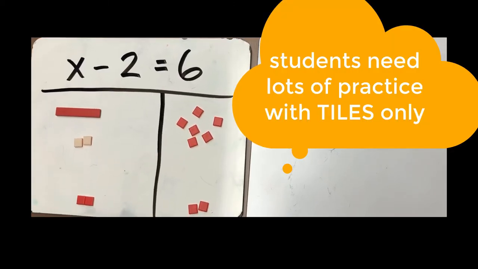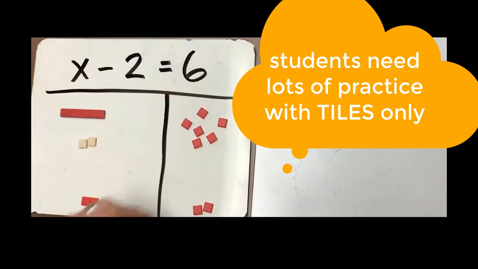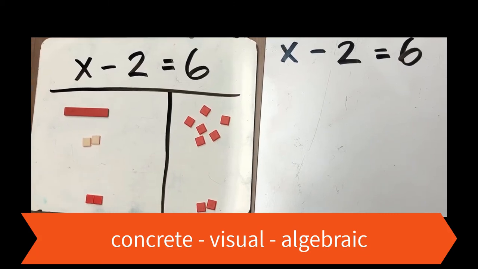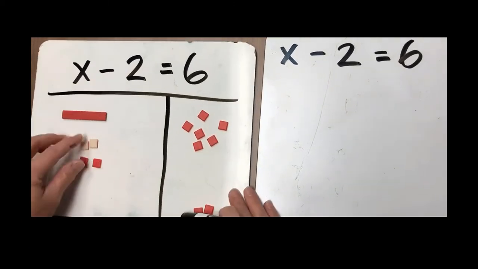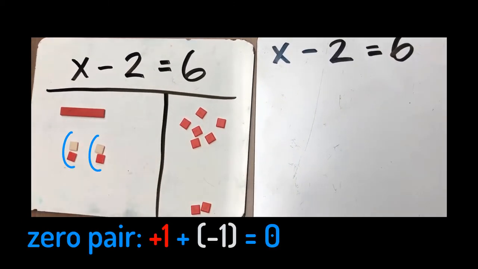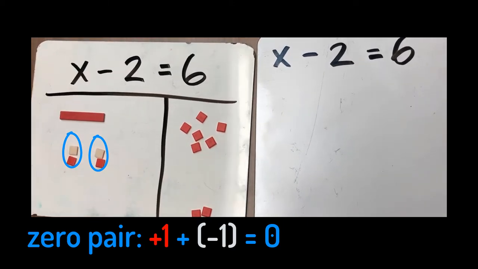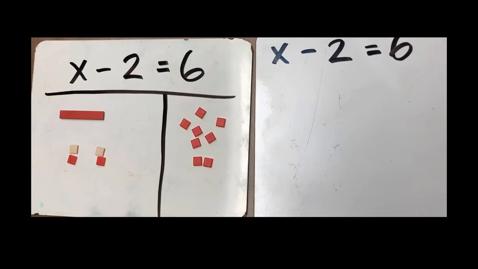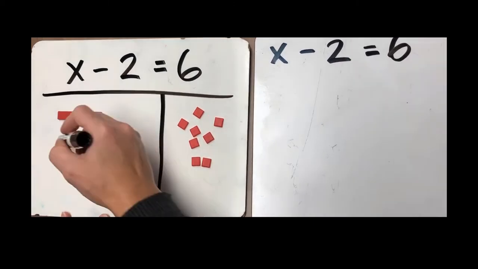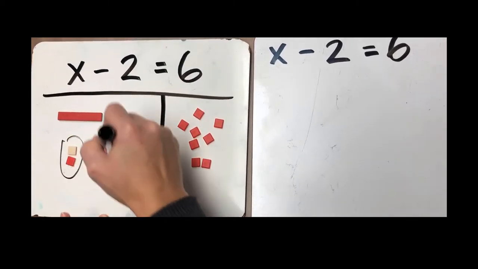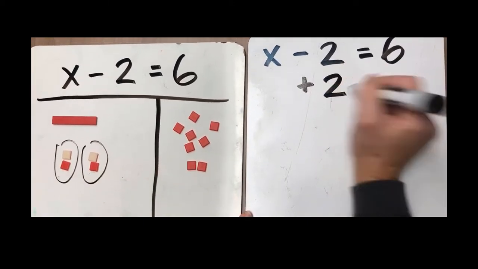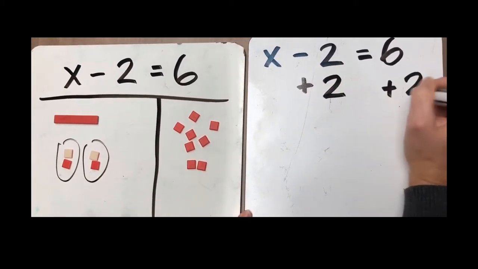So after students have had lots of chances to do lots of problems with only the tiles, we now want to connect that to the algebraic model. And so when students added a positive 2 here to create 2 zero pairs, and they added positive 2 on the other side to keep equivalence true and to keep that balance, to make the zero pairs over here, we're going to represent that algebraically as adding positive 2 to this side and positive 2 to this side.